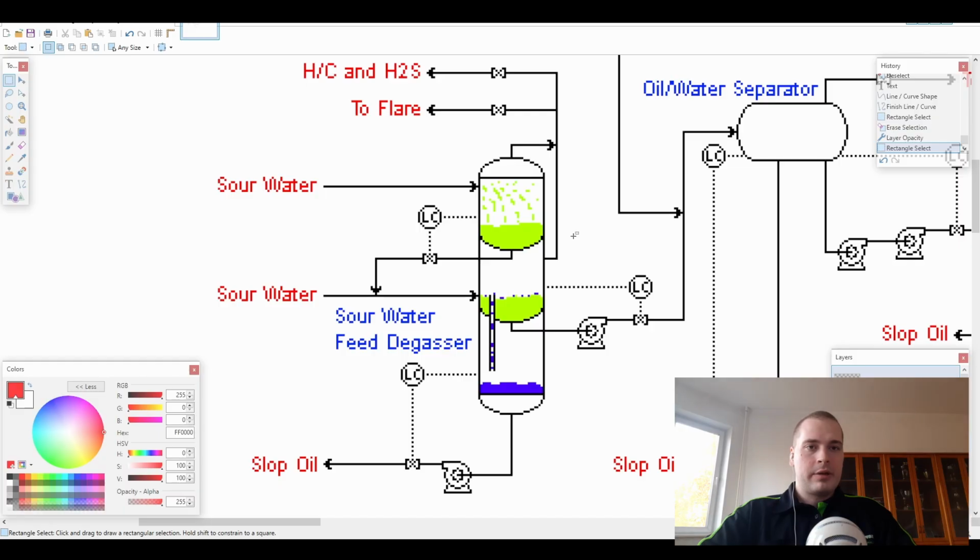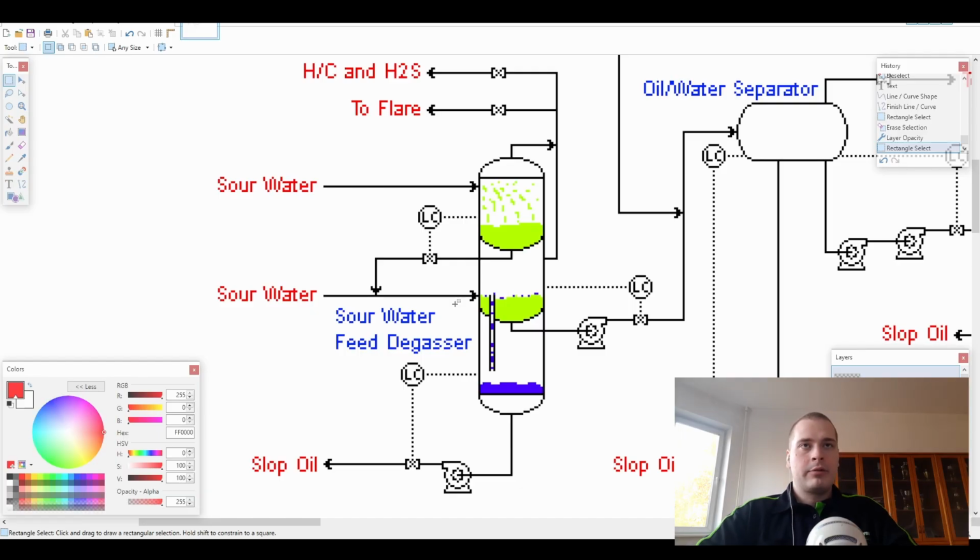So that's why maintaining level in each section is important. And let's talk about our sour water feed that enters the second section. This sour water stream has a lot more heavy hydrocarbons in it, and as a result there's going to be an oil film forming on top of the sour water that will need to be skimmed off and removed.